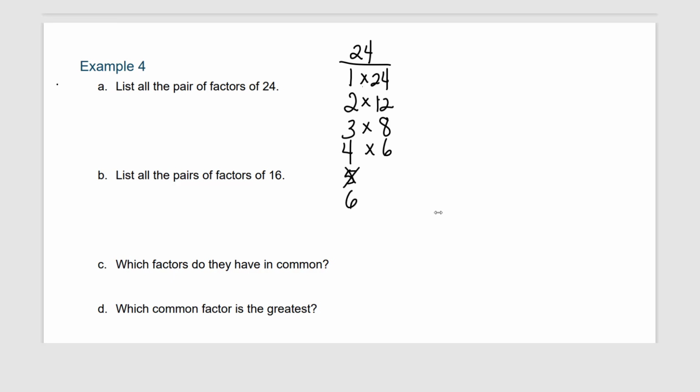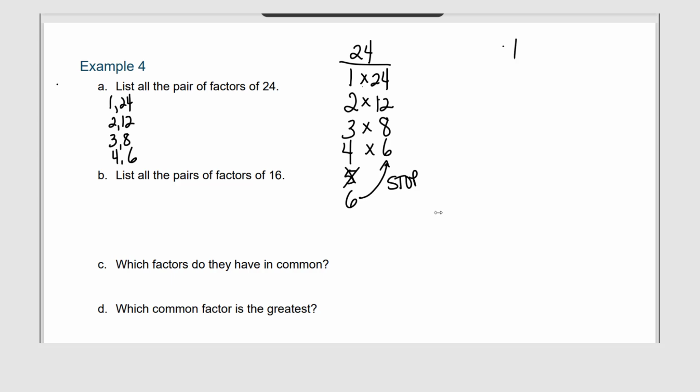So you go on to 6. But you will notice that we already listed 6, and that's how you know that you can stop. As long as you've checked all the numbers up to this point, everything's going to just start repeating. So you can stop. We know that we have all of the factors of 24 listed. So the factors are 1 and 24, 2 and 12, 3 and 8, and 4 and 6.